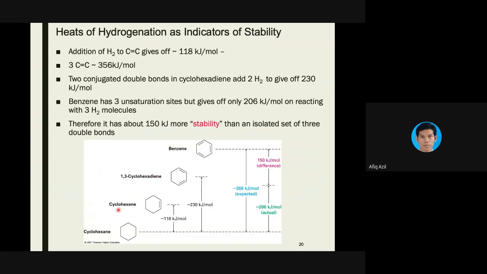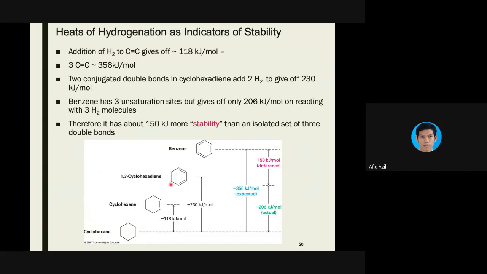So let's take a look at normal cyclohexane. The energy level is very low. When it is at a very low energy level, that means the structure is very stable. Hence, this is all sigma bonds, so it must be very stable. Then you have cyclohexene. So addition of H2 to C=C will give off 118 kilojoule per mole of energy. This negative sign means it is an exothermic reaction. So it releases 118 kilojoule of energy.